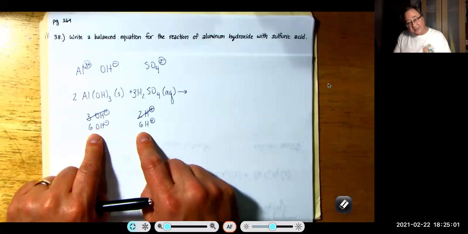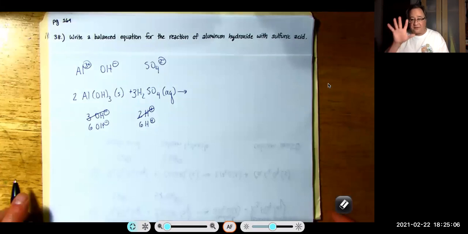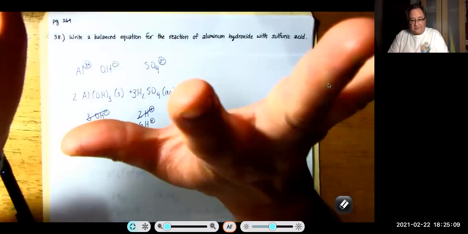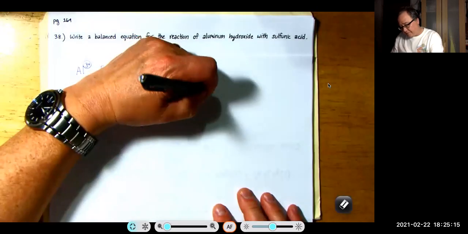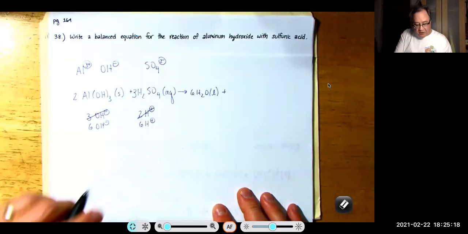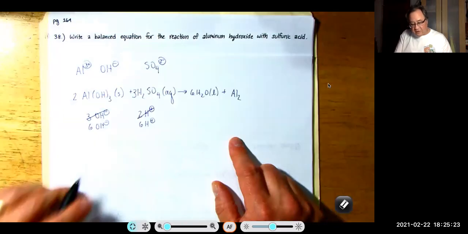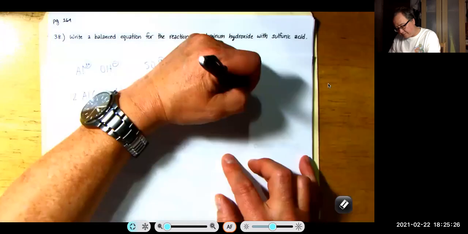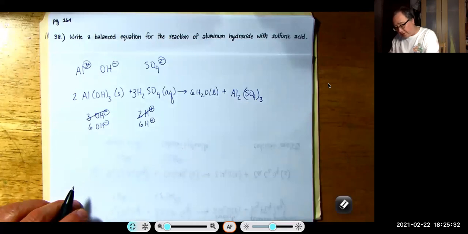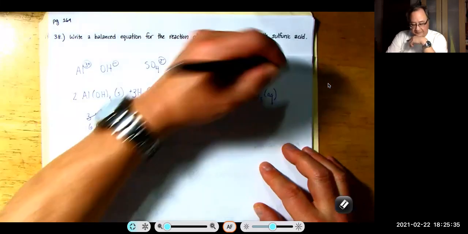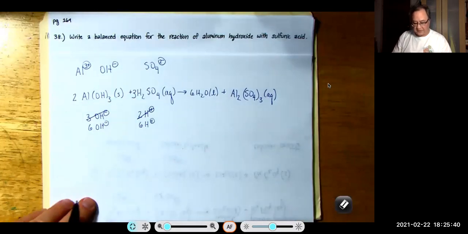So if we have 6 hydroxides and 6 H's, how many waters do we make? Well, you need 2 hands for it. 6, right? 6. Now, how many aluminums left over? 2. How many sulfates left over? 3. Sulfates in general are soluble, so this one is going to be aqueous. Okay, let's move on.